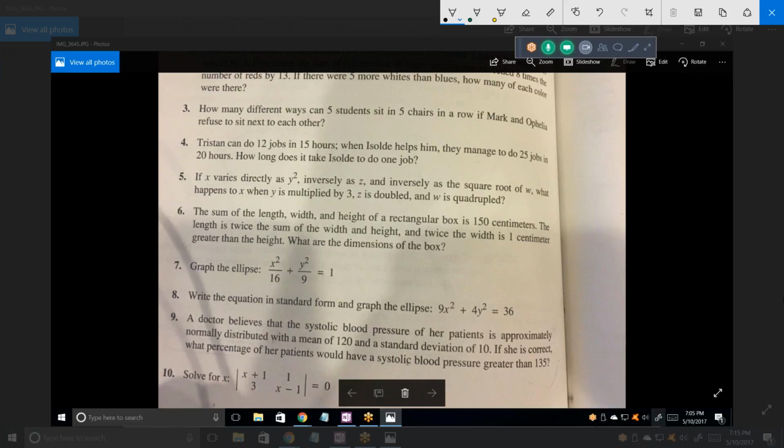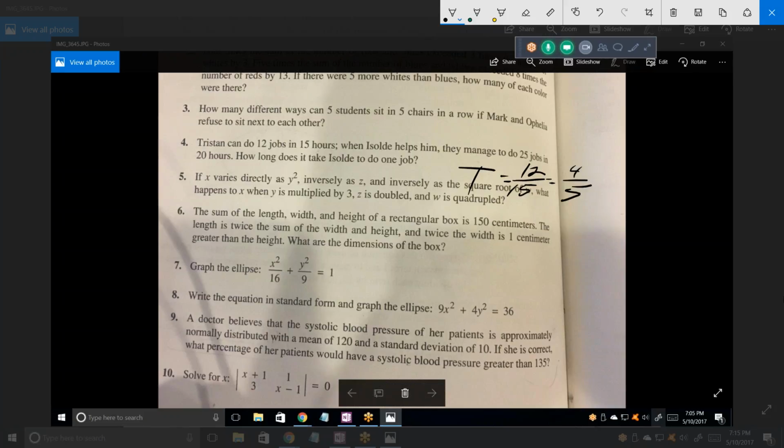In 1 hour, how many jobs can Tristan do? She can do 12 jobs in 15 hours. How many jobs can she do in 1 hour? I do not know. 12 divided by 15. So 3/4 of a job. Yeah, that's 4/5.